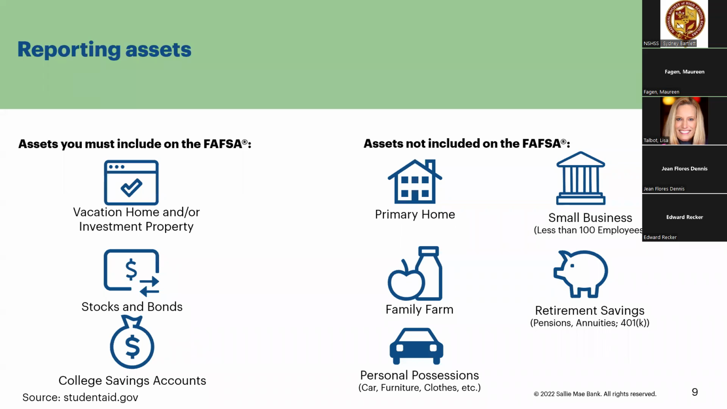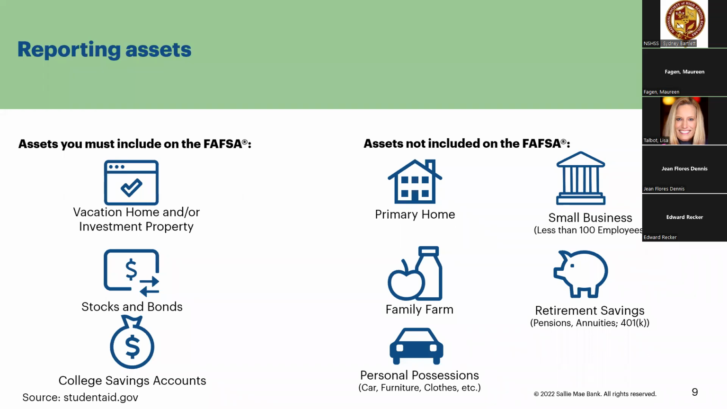So on the left side of your screen, you can see the assets that must be included on the FAFSA. This would be things like vacation homes, rental investment property and land, stocks, bonds, securities, and other types of financial investments. College savings plans like 529s and Coverdell Education Savings Accounts must be included. So it's asking questions here, and you should have a list of all your accounts so that you're ready for this information.